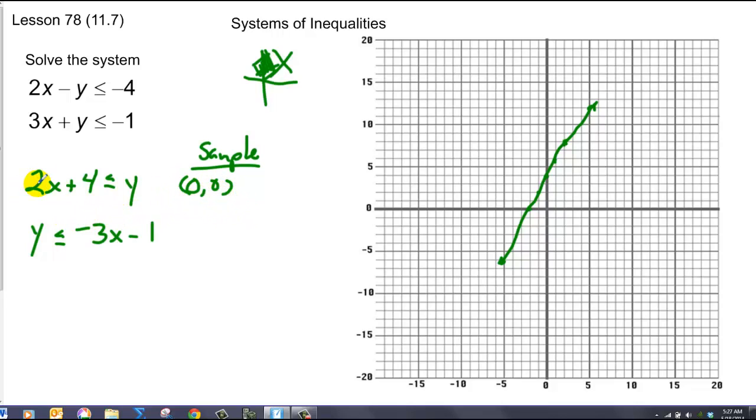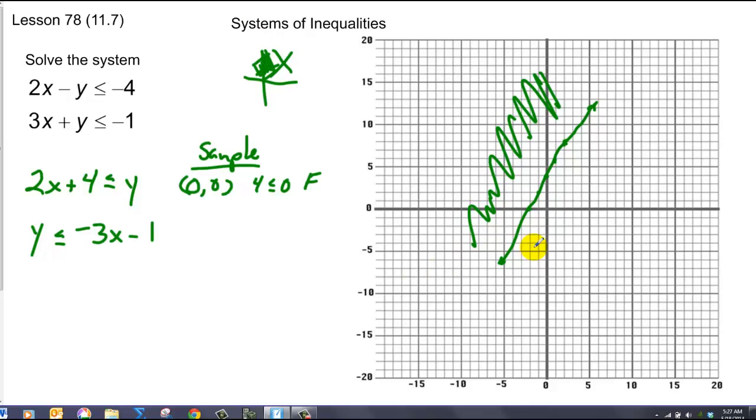So if I plug 0 into x and 0 into y, will I get a true statement? 4 then would be less than or equal to 0. That's not true. It's false. So what that states is this point 0, 0 is not in the solution region of this inequality. So I have to go to the other side of the line and shade that.